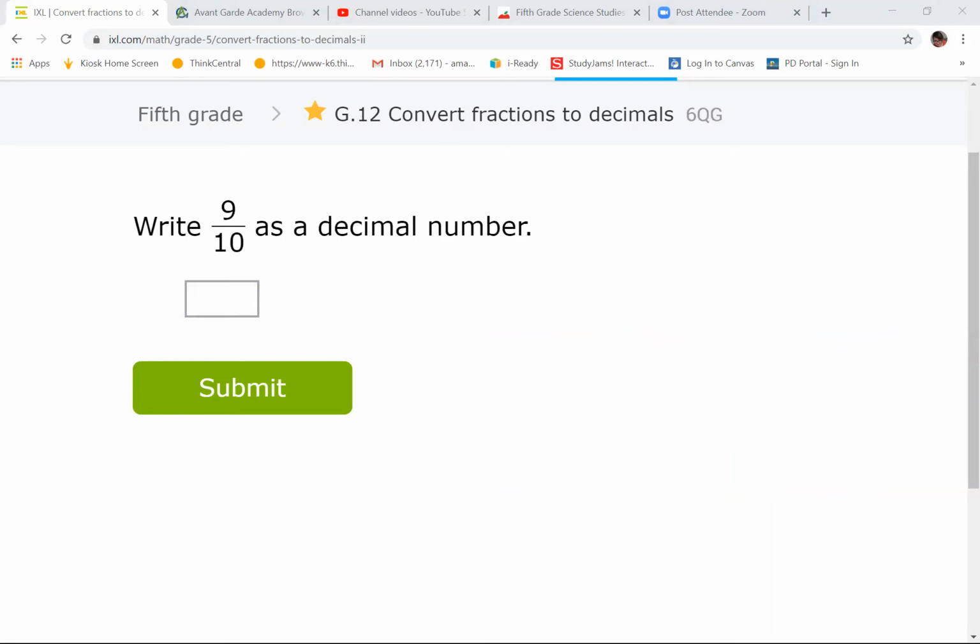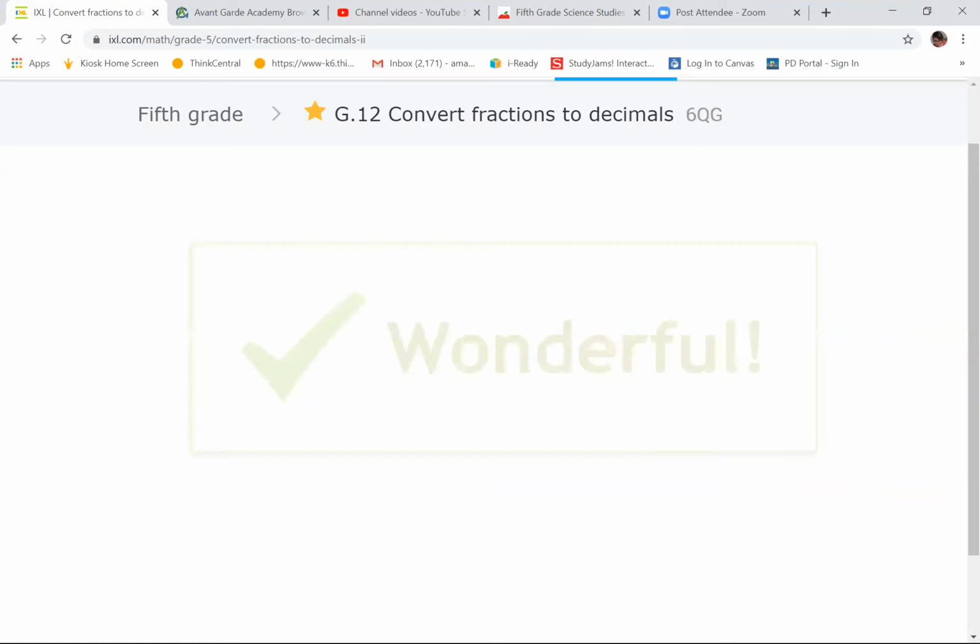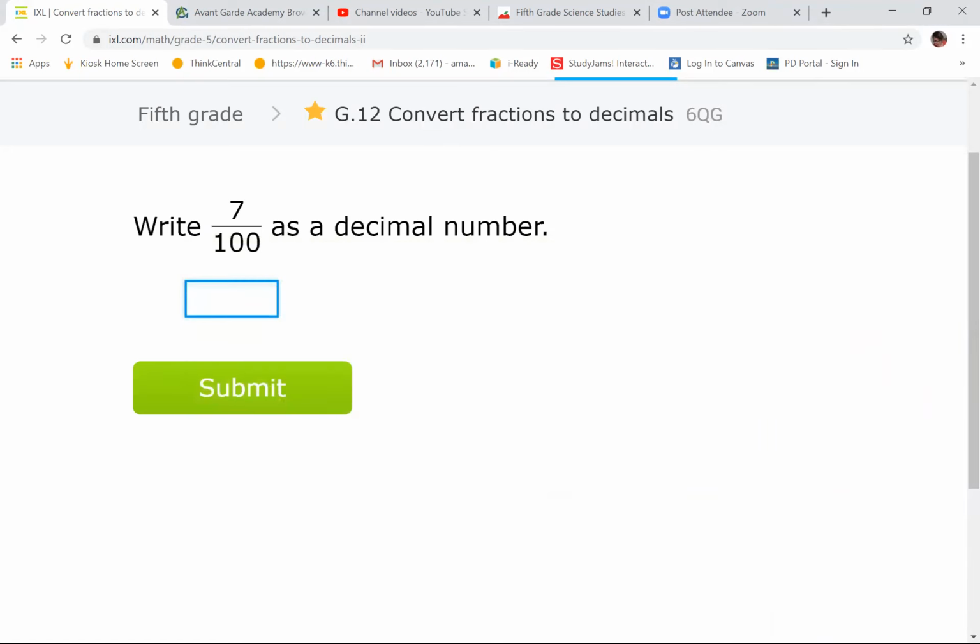Okay, as a decimal number, 9/10. Well, could it be any easier with that one? 0.9, that's 9/10. How about this one as a decimal number? Ooh, that's a good one.